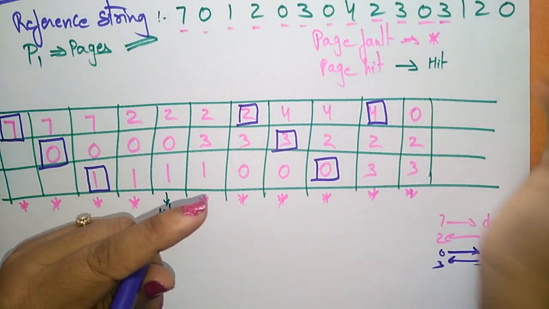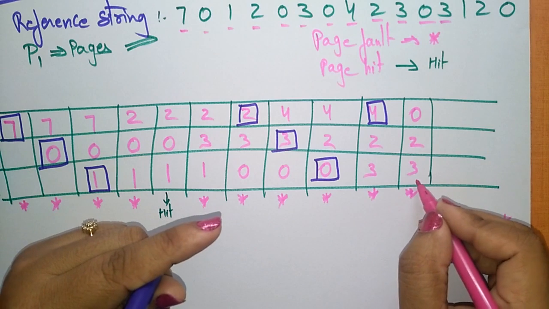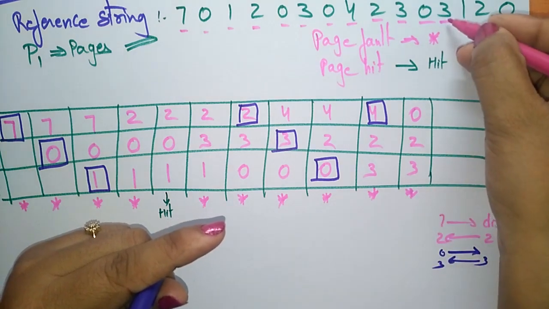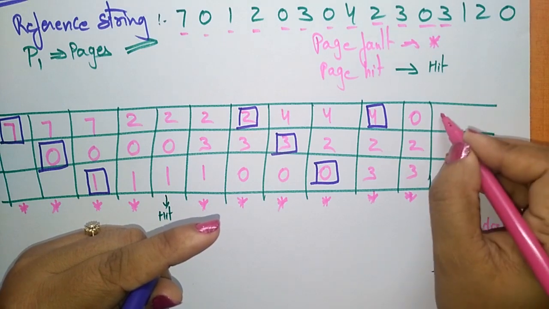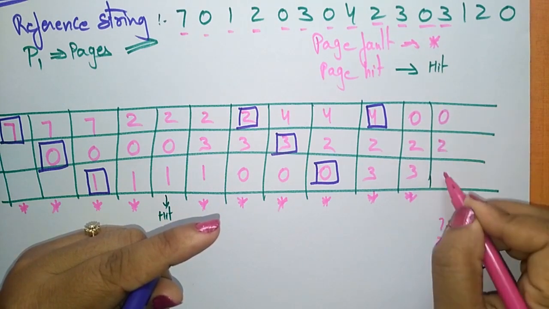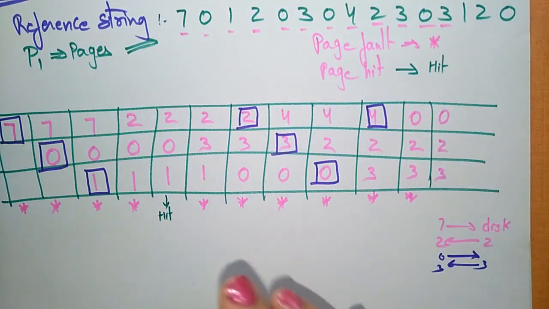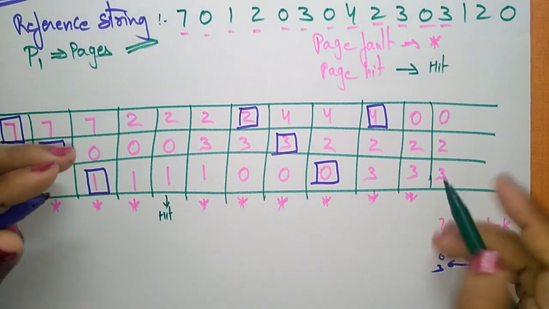Next I want to place 3. But 3 is already present in the demanded page by the CPU, that is 3. The 3 is already present in the main memory. So just write 0, 2, 3. So this you call it as a hit.